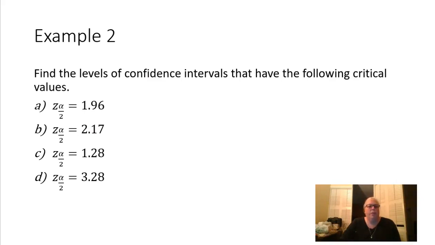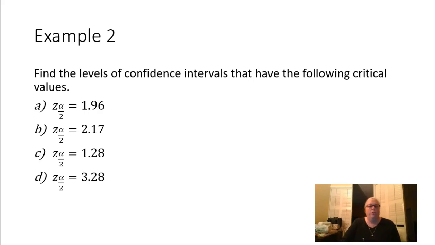Example 2. Find the levels of confidence intervals that have the following critical values. For A, we have z sub alpha over 2 equals 1.96. B, we have z sub alpha over 2 equals 2.17. For C, we have z sub alpha over 2 equals 1.28. And for D, we have z sub alpha over 2 equals 3.28.